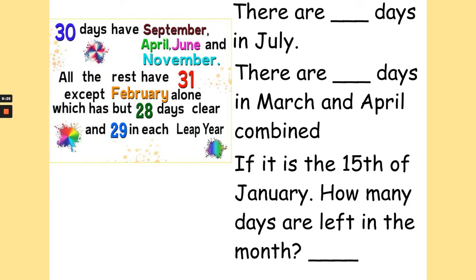Now, we have a little chart here that says 30 days have September, April, June and November. All the rest have 31 except February alone, which has but 28 days clear and 29 in each leap year. Using that information, you need to complete these sentences. Pause the video now to answer the sentences.